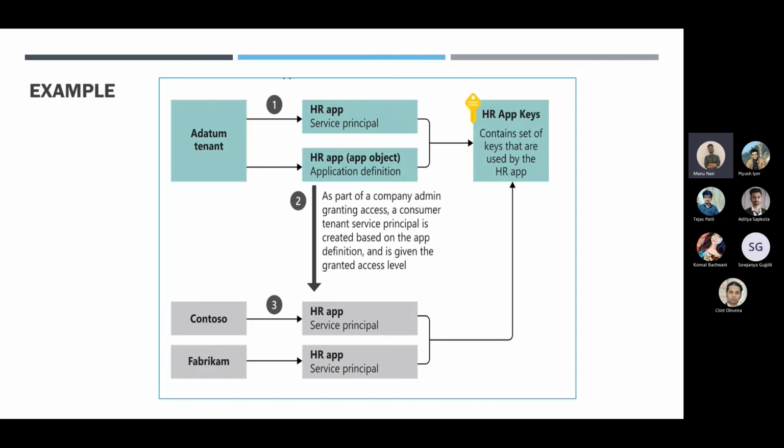So when this application is created by Adatum, the first process is creating the application. I hope the explanation Tejas gave yesterday is clear. First we create the application. With that, a service principal object is created with that application. So this is the home tenant, where the app is created, and with that the service principal is created.